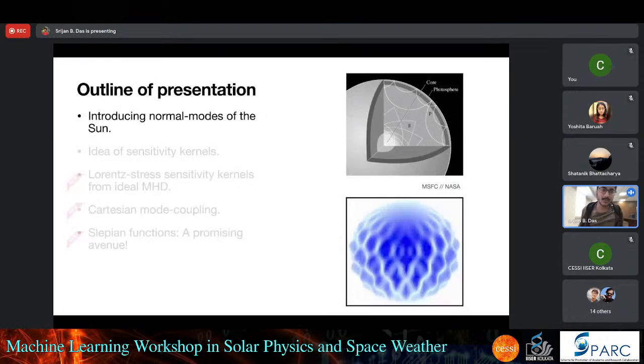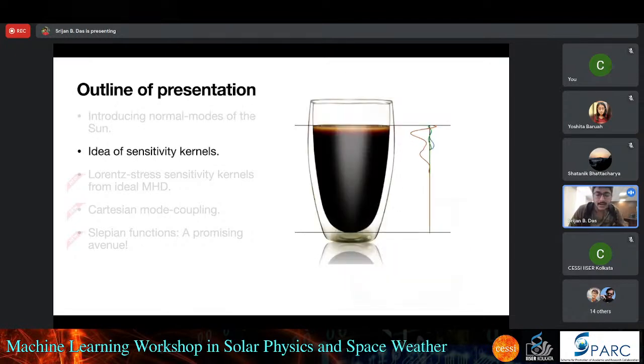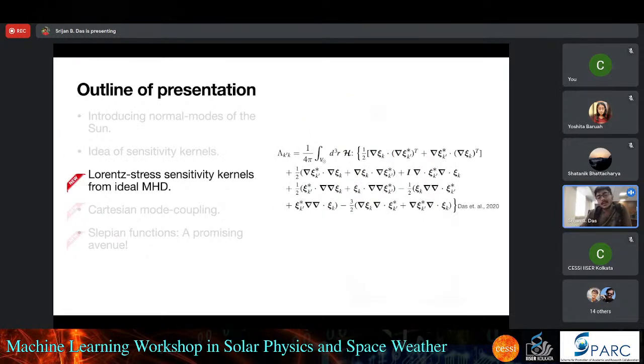So let me go into the outline of the presentation. I'll first start with introducing the main features, which is called normal modes of the sun, that we use to extract all the information that's inside. Then I'll talk you through the idea of sensitivity kernels through a very dumbed down picture of a coffee cup. And I've used this before, maybe some of you have even seen it. And then we start with the things that I believe is new to the community and the things where we have contributed.